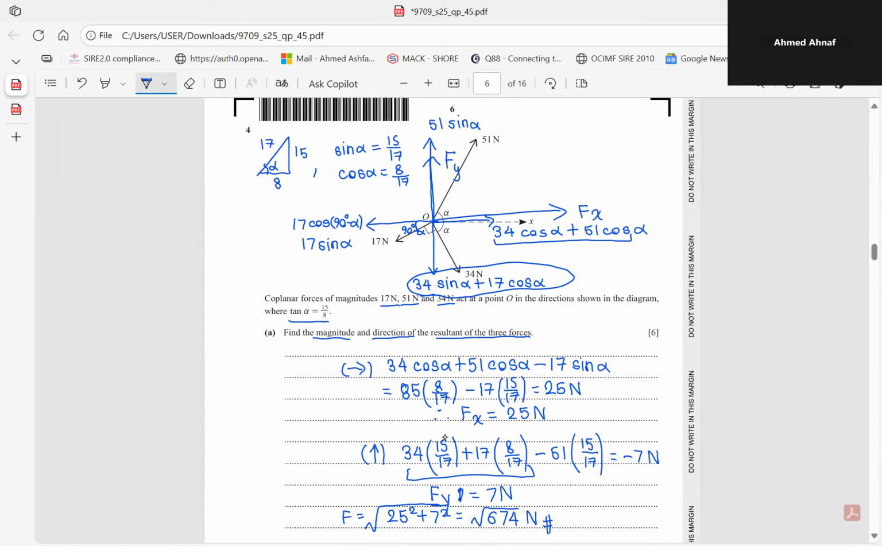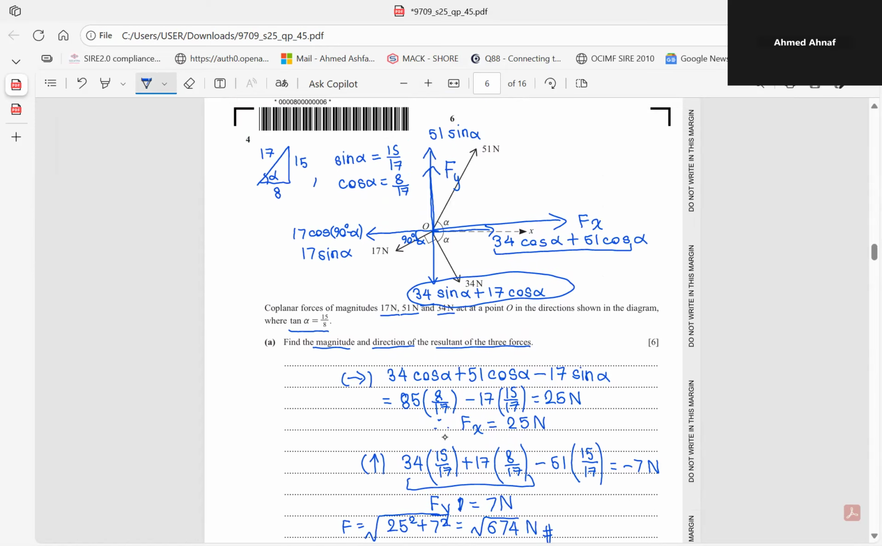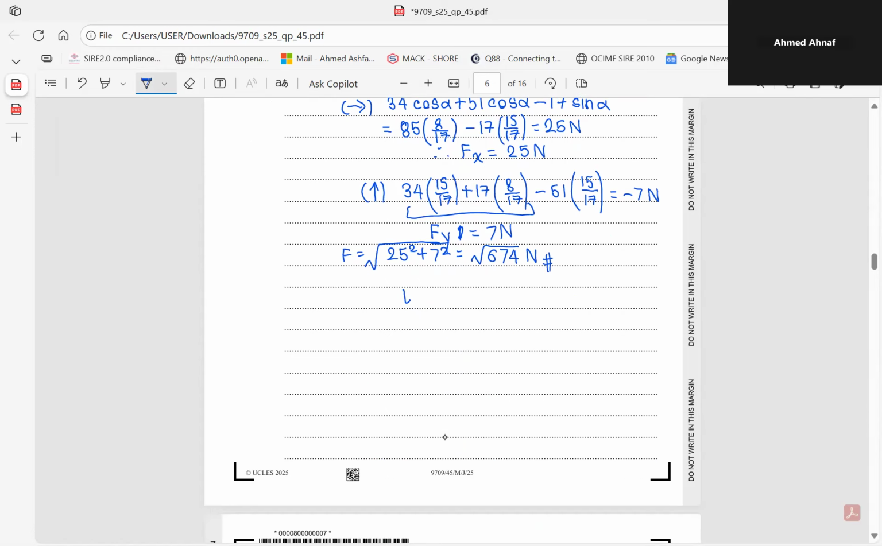Okay, now we're going to find the direction. To find the direction, we are going to have to find the angle of the resultant force F with the horizontal. So we're going to call it beta. And to find it, you just take tangent beta equals Fy over Fx. So that would just give you 7 over 25. And you just take the inverse tangent, tangent inverse 7 over 25. You will get 15.6 degrees to 1 decimal place.